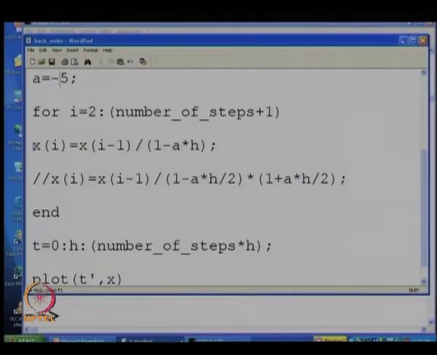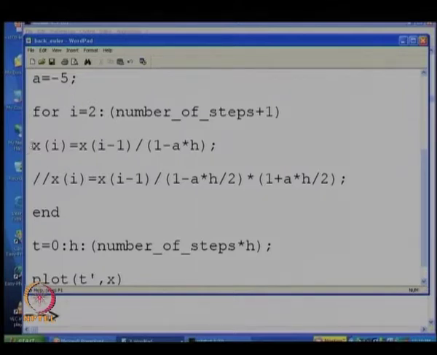So, as per the backward Euler method, you will have x of i is equal to x of i minus 1 divided by 1 minus a h. You can easily derive it from the basic formula for discretizing or using the backward Euler method. Now, this particular statement has been commented out, so I am not actually going to implement this particular command.